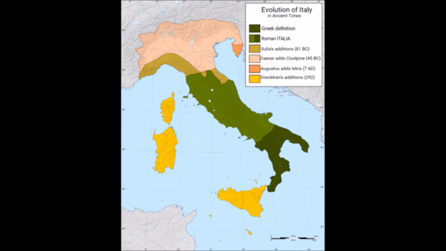Two accounts of Italia's origin are given. 1. Oscan Víteliú, land of calves. Oscan was an Italic language that went extinct in AD 79. Wow, people have not been passing down their language to their children for a long time, and it's causing languages to die. It is a sister language to Latin, and the Oscan word for calf, vitlo, is cognate to Latin vitulus, meaning calf. The bull was a symbol of the southern Italic tribes.